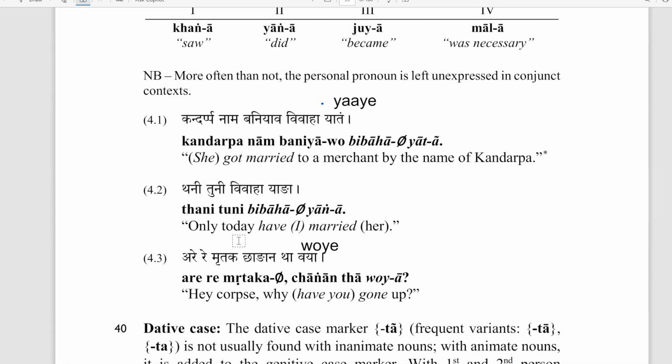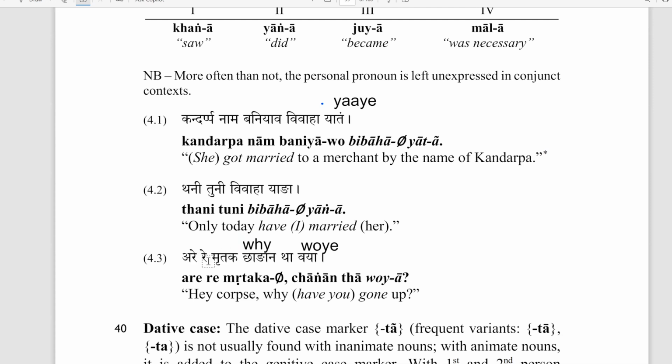Changana, that's an interrogative adverb. So that is why. Changana is why. So why going up? Since we see voya, it only goes with second person in an interrogative sentence. So you know that the subject must be the second person. So why are you going up?